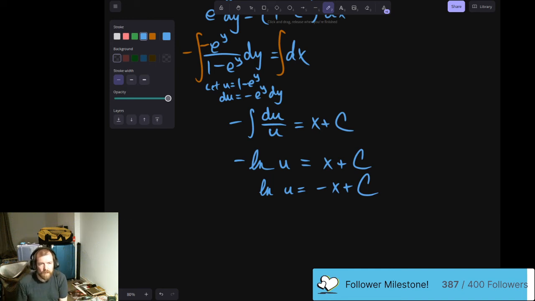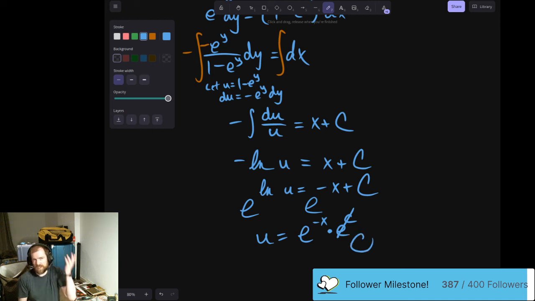Doesn't matter. And then we need to exponentiate so that we end up with u on the left is equal to, again, we have here e to the negative x times e to the c, right, by the way that exponents work. And what is e to the c but c itself, because it's just a constant? So u is going to be equal to c e to the negative x. And u was equal to 1 minus e to the y.